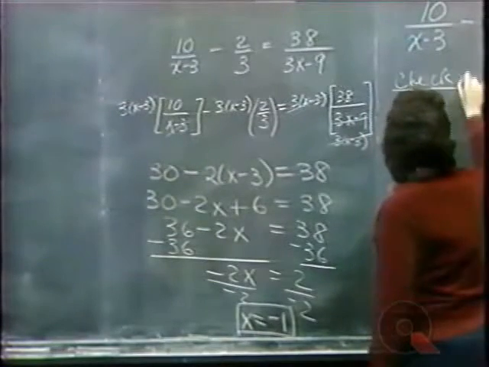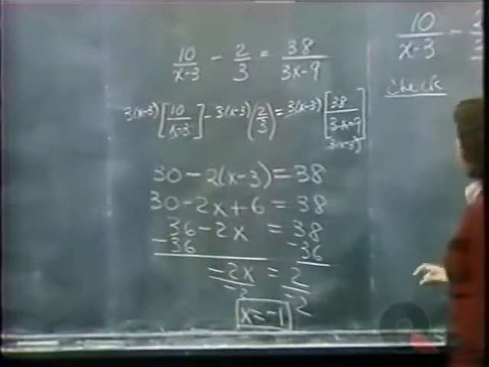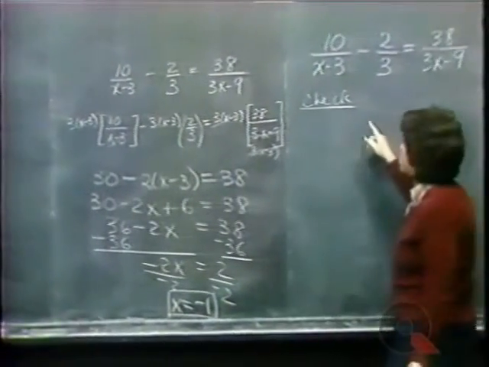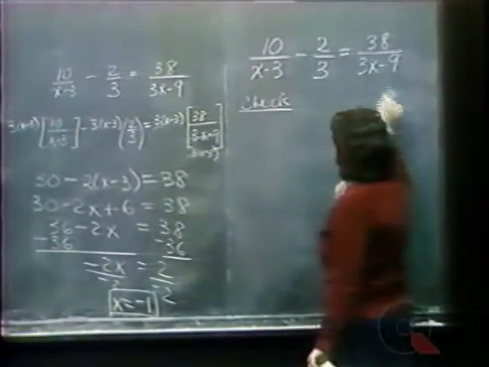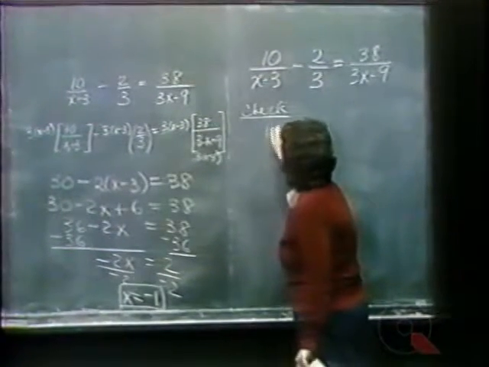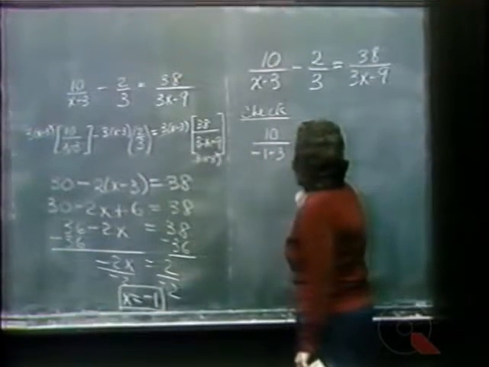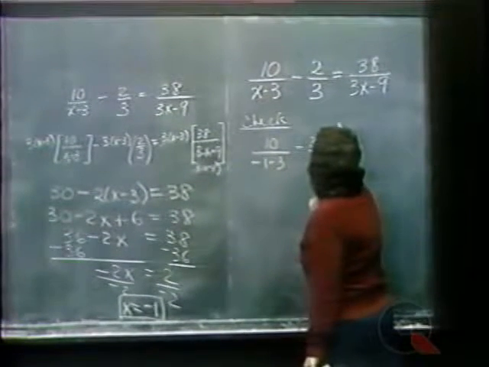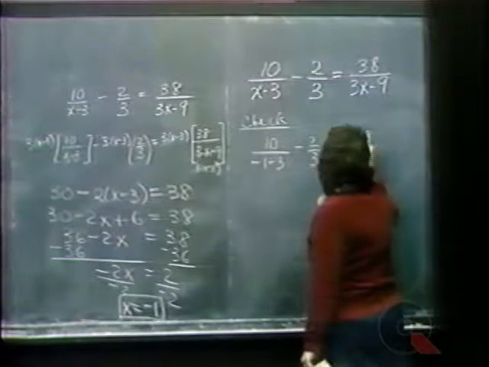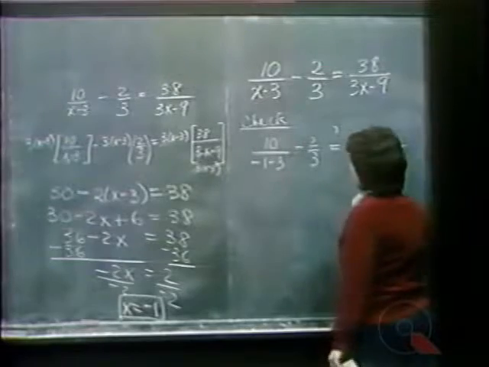Here was our original equation. You must always go back to the original equation, not the simplified version of it. We are going to check x equals minus 1. So we'll go through the equation. Every time we see an x, we will write minus 1 and see if it works out. 10 over minus 1 minus 3, minus 2/3, should be equal to 38 over 3 times minus 1 minus 9.